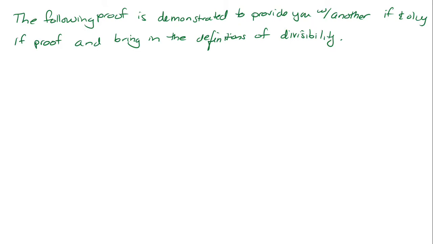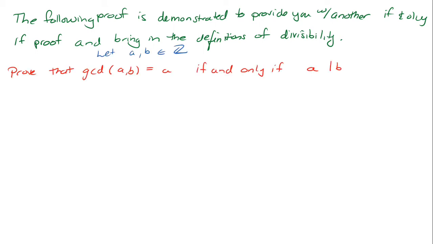This is a repeat of what we did in class, and hopefully with you pausing and being able to watch this when you're concentrating on maybe writing your own proof, it will be easier. So this proof is just to provide you another example of a proof that is an if and only if, and it also brings in the definitions of divisibility and greatest common divisor.